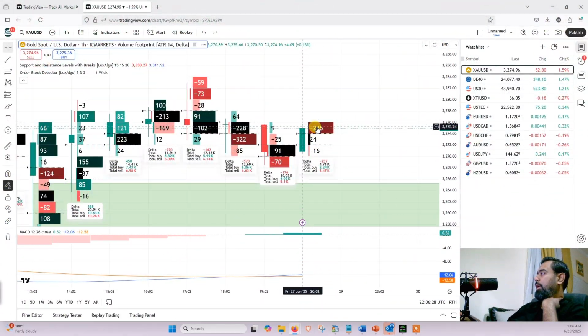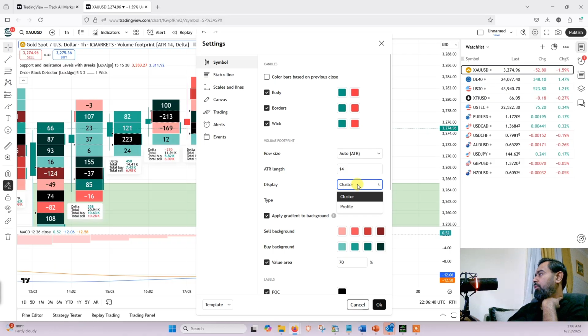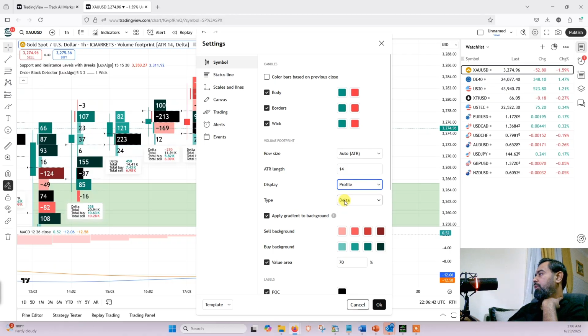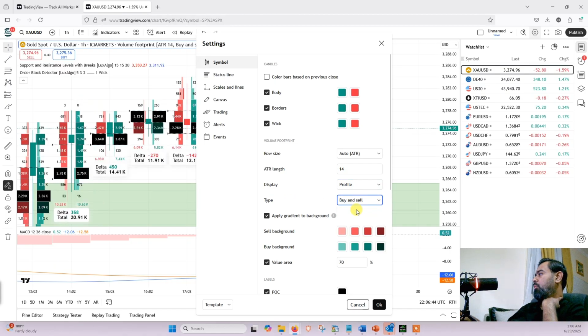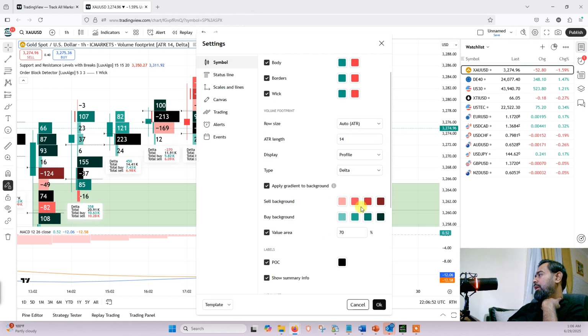Okay, so I will right click over here and go into the settings, just to make you understand: ATR length, row size, display. We will not take cluster. We will always take it as profile. We don't want any confusion. Type, we don't want buy and sell. If we take buy and sell, again it's going to be really messy. We will just take it as delta. Okay, and the color schemes are here.